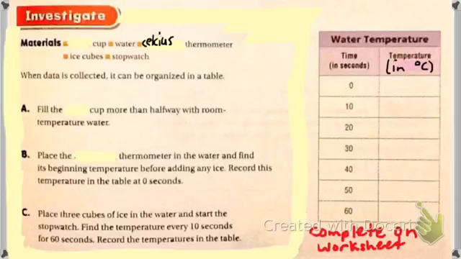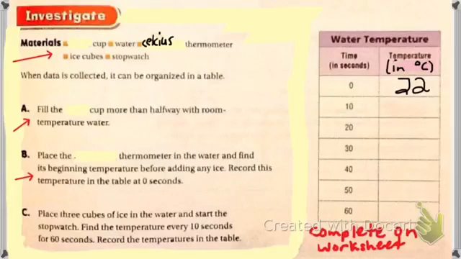So the experiment that we saw used the following materials: a cup, water, a Celsius thermometer, ice cubes, and a stopwatch. First, I filled the cup more than halfway with room temperature water. Then I placed the thermometer in the water and found the beginning temperature before adding any ice. I recorded that temperature on the table at 0 seconds, and once again, that temperature was 22 degrees Celsius.